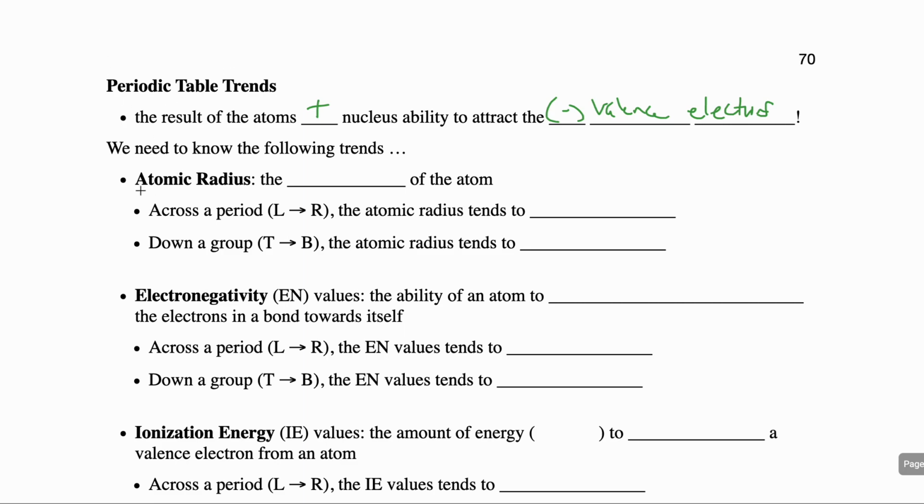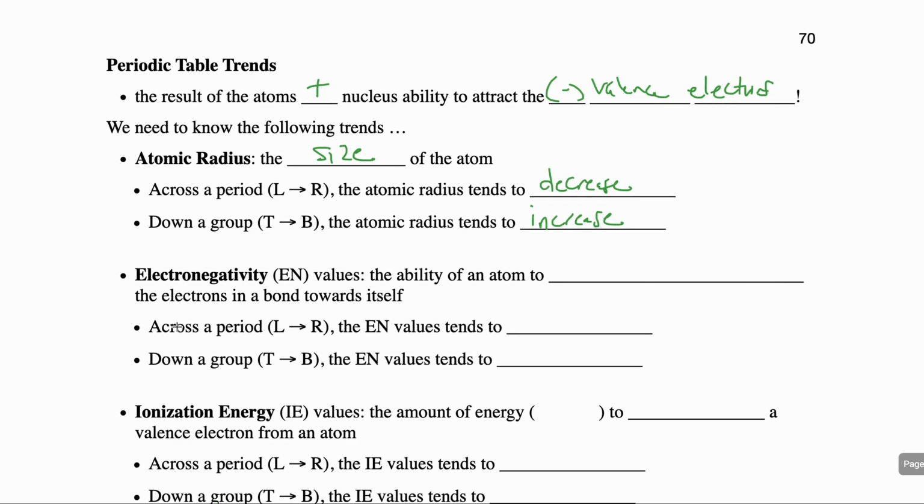When we talk about the atomic radius of an atom, it's basically the size of the atom. When you move across the period left to right, the atomic radius tends to decrease. So the atoms become smaller as you move left to right. Down a group, top to bottom, the atomic radius tends to increase. The atoms tend to become larger.